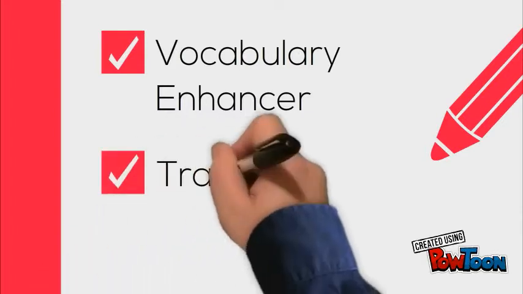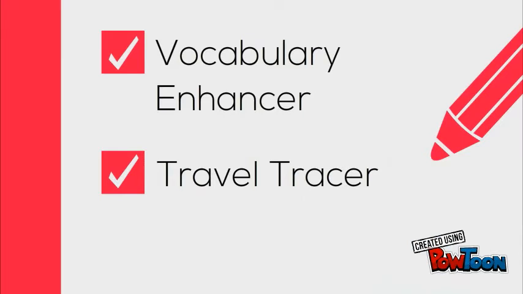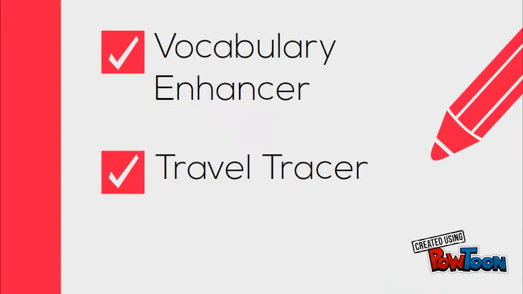And then lastly, we have the travel tracer. This student records the character travels. They could do that as a list. They could make a map. That part is kind of depending upon the student.